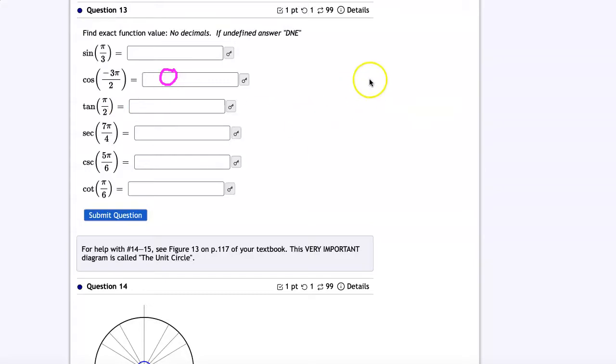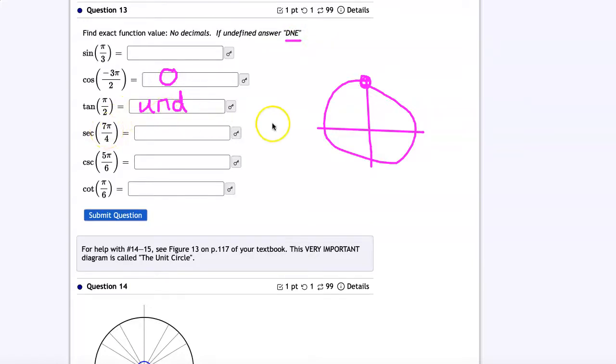Tangent of pi halves. Well, when I'm thinking about the unit circle, I'm thinking about pi halves being right here. And then the sine value is 1, and the cosine value is 0. So 1 divided by 0 is undefined. Or in this case, instead of writing undefined, they tell you to write DNE. DNE. So I should have written that.